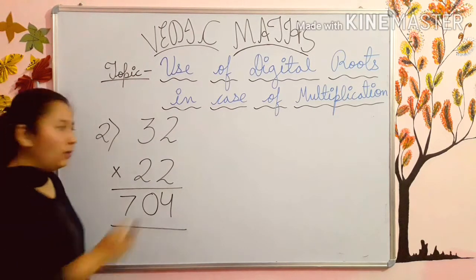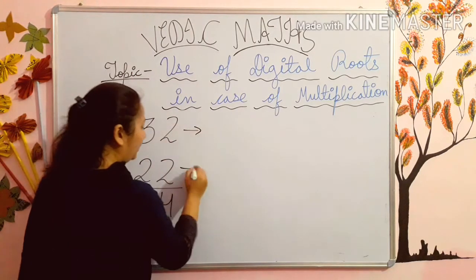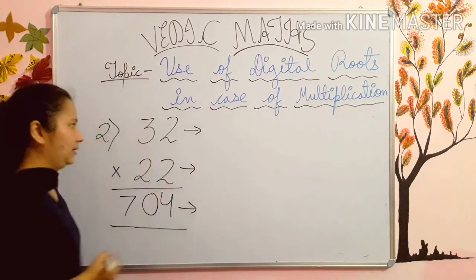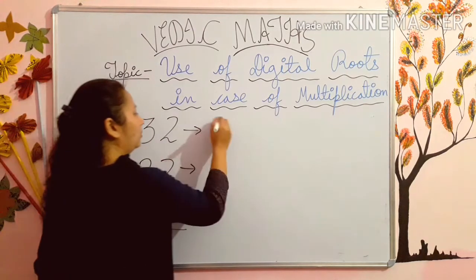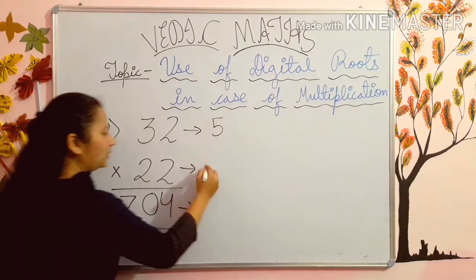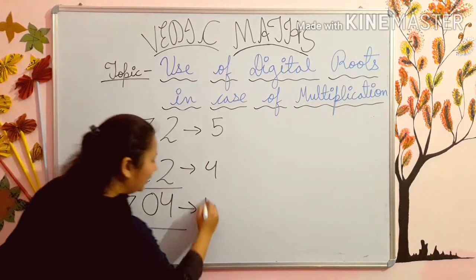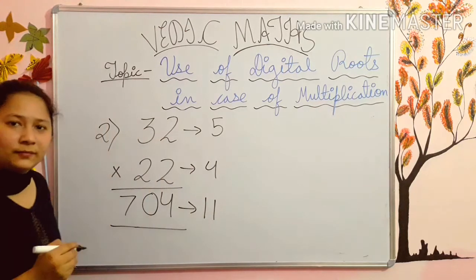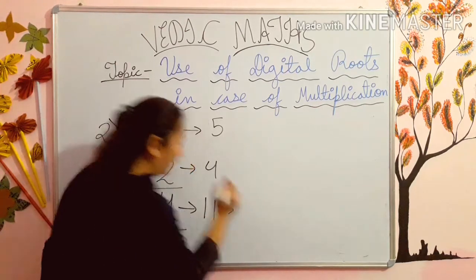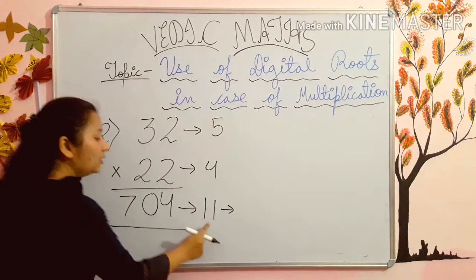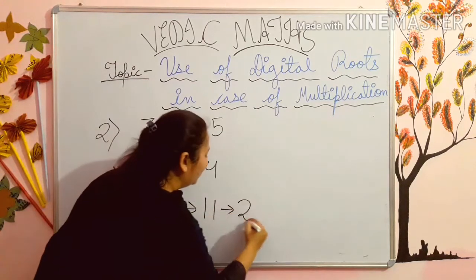Done. Now students, find out the digital root of all the numbers. 3 plus 2, 5, 2 plus 2, 4, and 7 plus 4, 11. Now 11 is not a digital root, so add it again. 1 plus 1, 2.